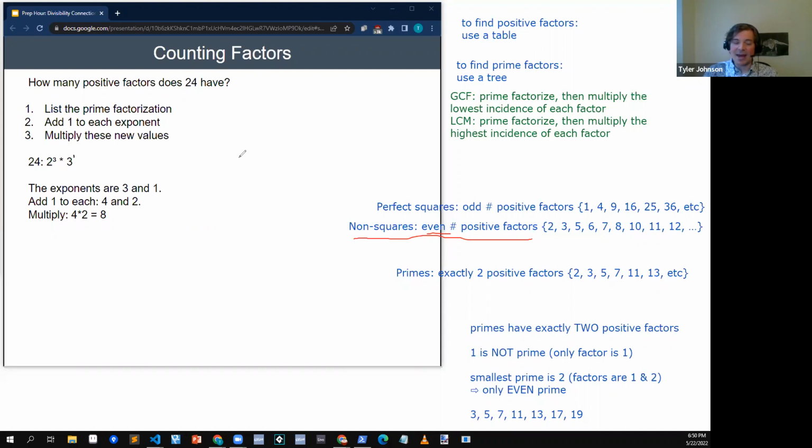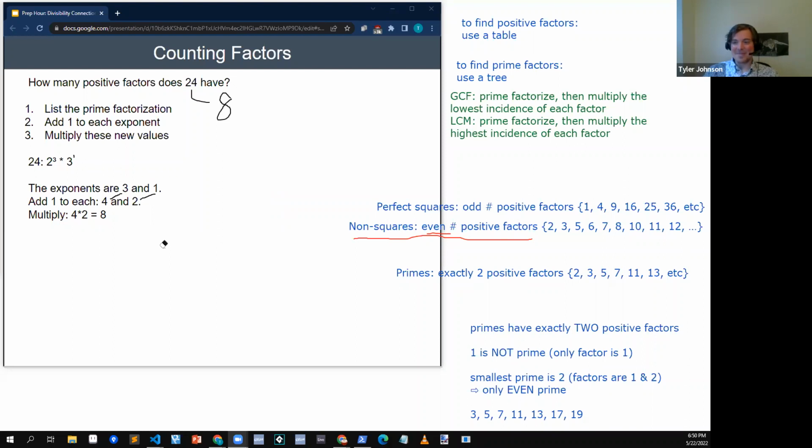What I do next is add 1 to each of those exponents. So the 3 becomes a 4, the 1 becomes a 2. Then you multiply those values. 4 times 2 is 8. That's our answer. 24 has 8 positive factors.